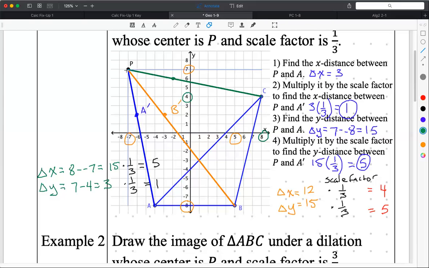Start from C instead of P this time. And hey, look, it looks good. I should also label the point. This is C prime.